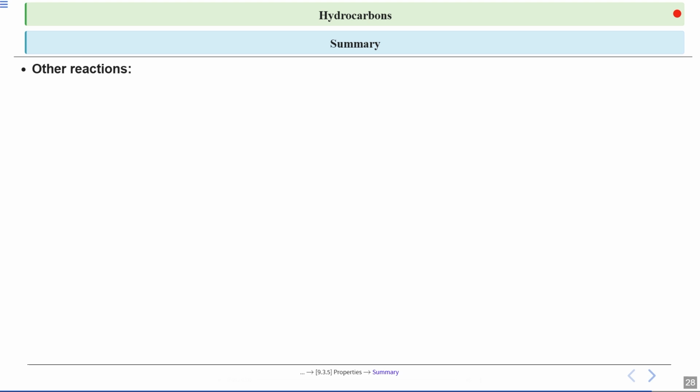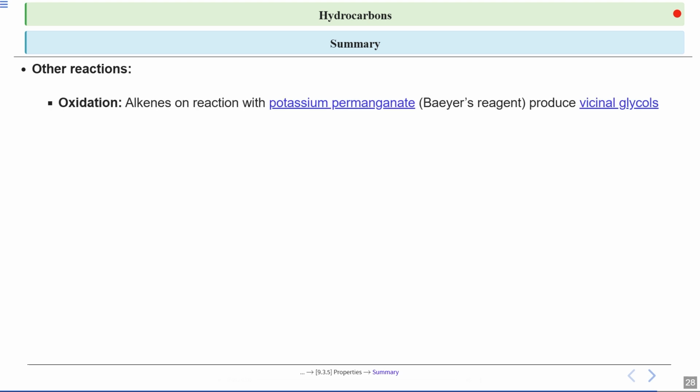What are the other reactions that we studied? The specific reactions. The first one is oxidation. So alkenes on reaction with potassium permanganate produce vicinal glycols, which are basically those dihydric alcohols where the two alcohol groups are present on adjacent carbons.